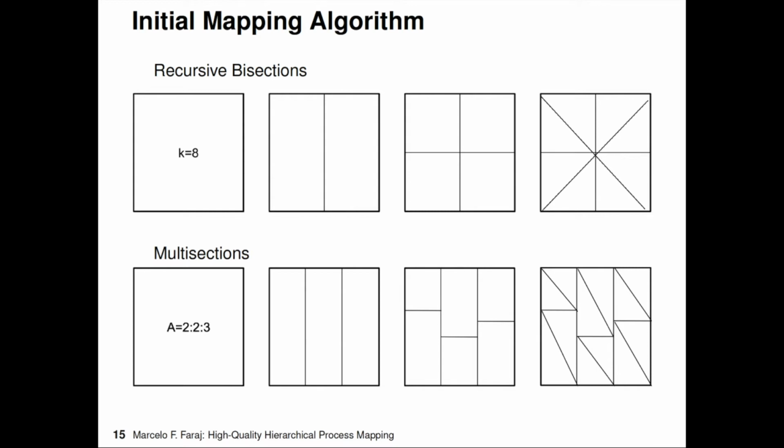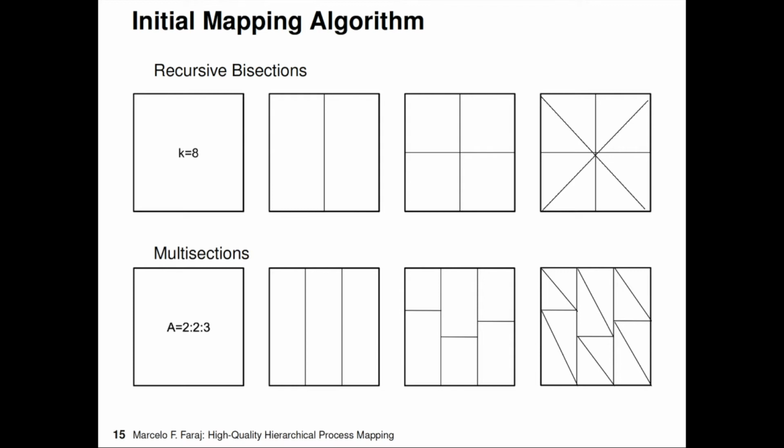This method works in a natural way when the total number of processing elements is a power of 2. However, when the total number of processing elements is not a power of 2, this initial partitioning method can generate unbalanced blocks, on which we will have to apply further algorithms to obtain balanced blocks. The other approach is called multi-sections. Multi-section is more adapted to the case in which the number of processing elements is not a power of 2.